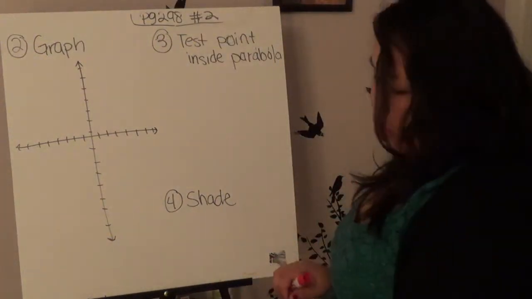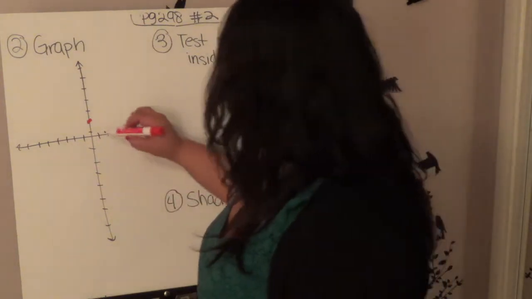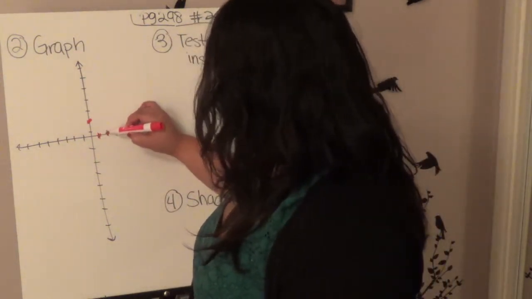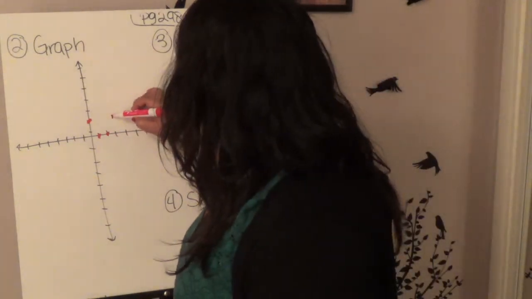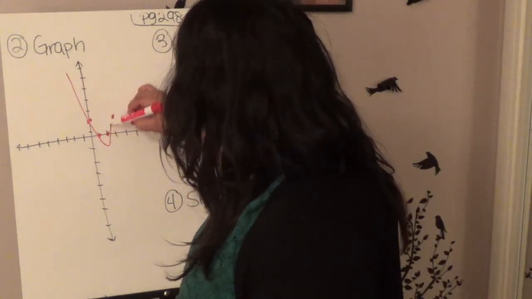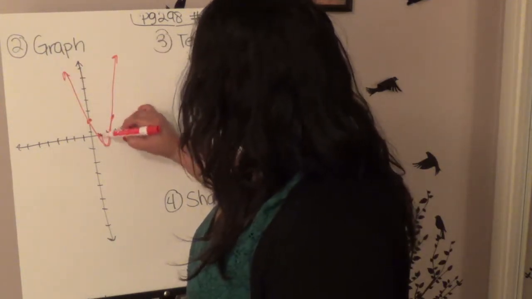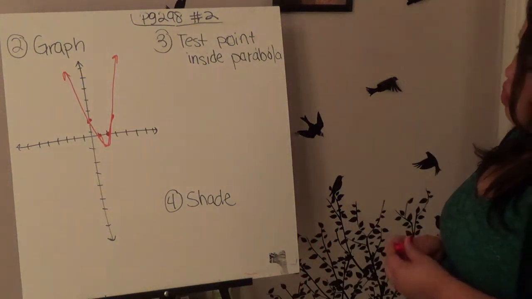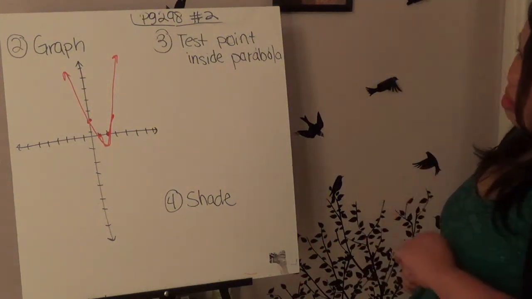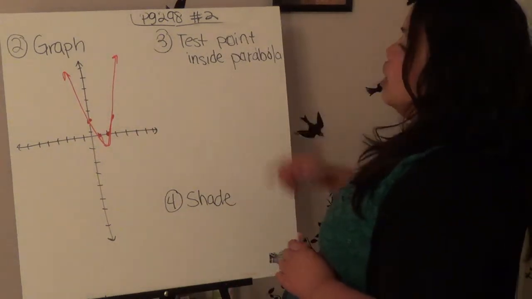So our points are 0, 2, so 0 and up 2. Our other points are 1, 0, 2, 0, and then 3, 2. So it looks like that. And again, it doesn't have to be perfect because we're not looking for solutions. We're looking merely for the shading. So after we've graphed the parabola, we're going to test a point.